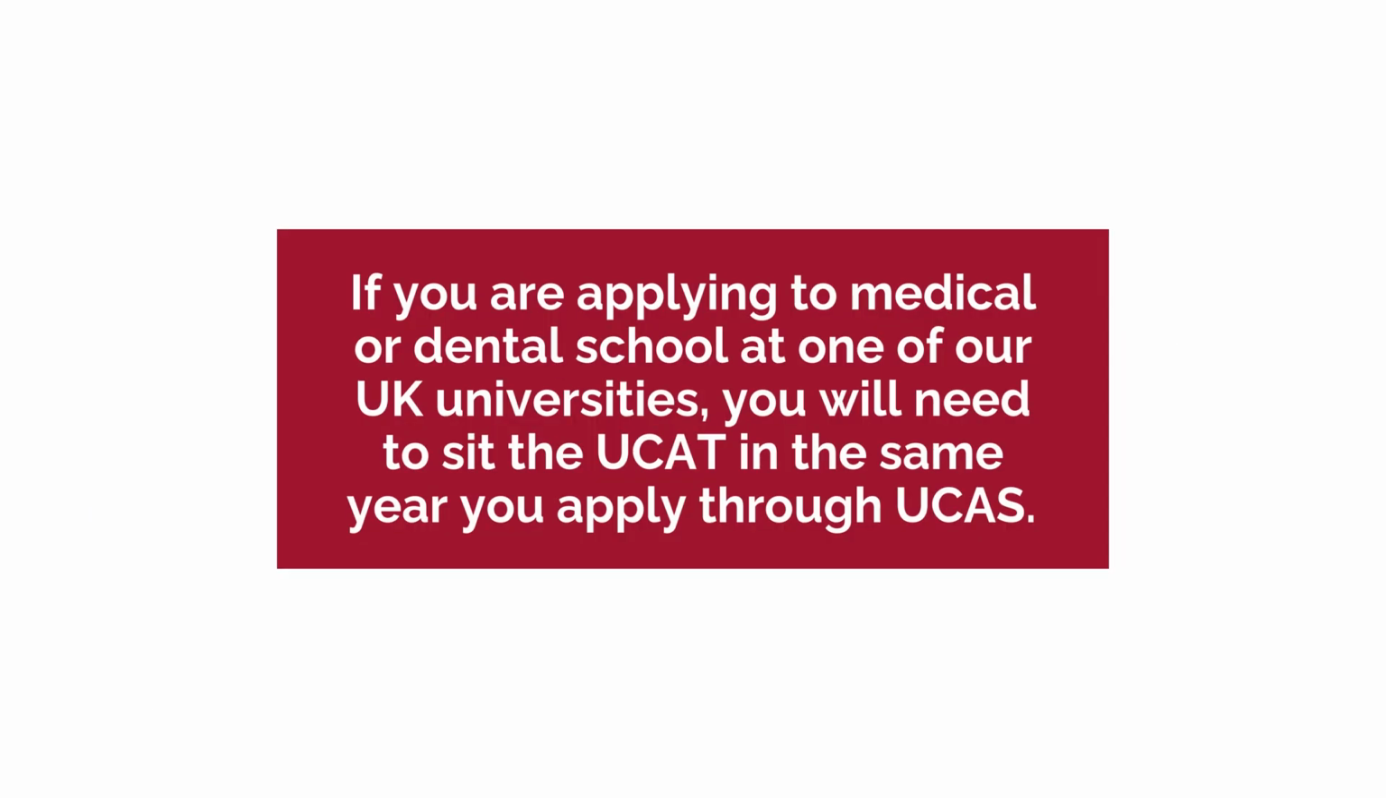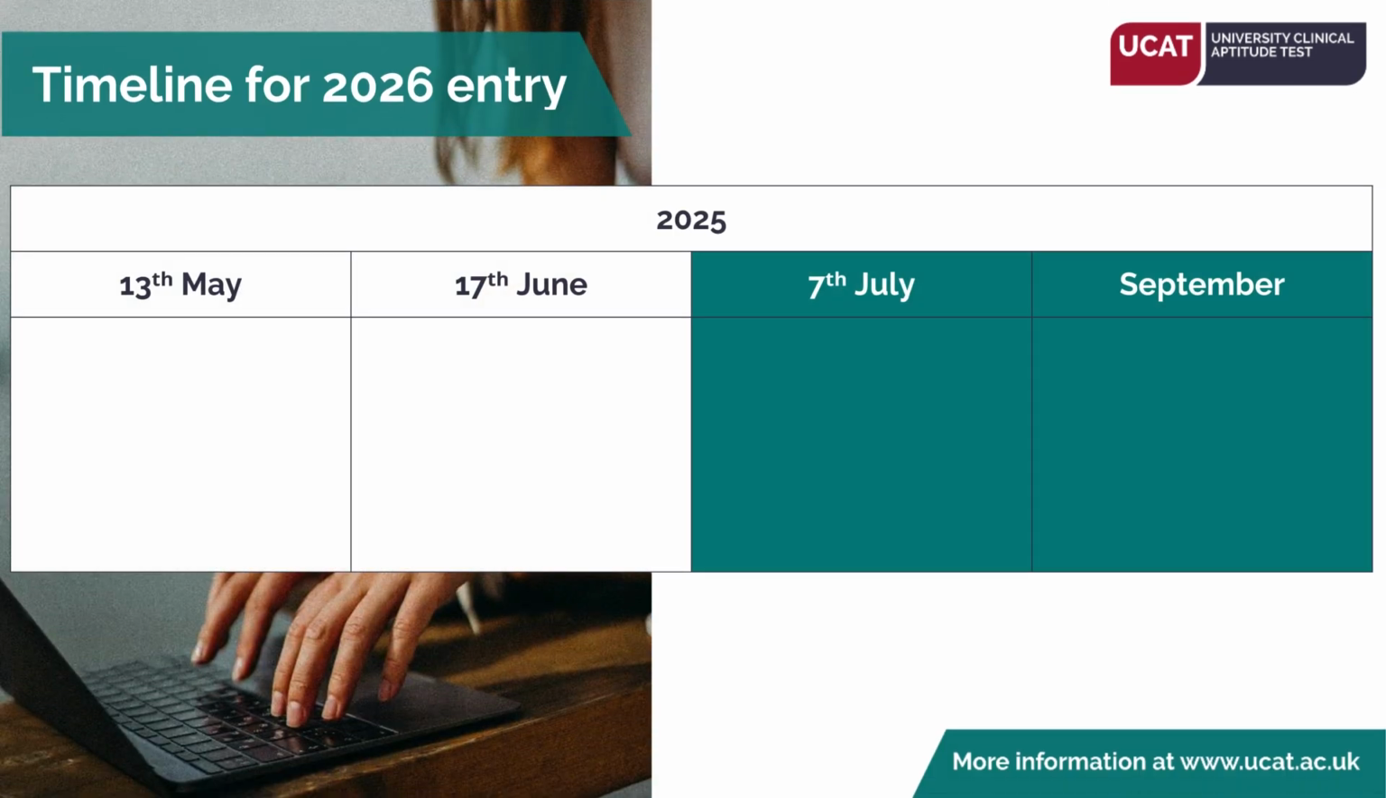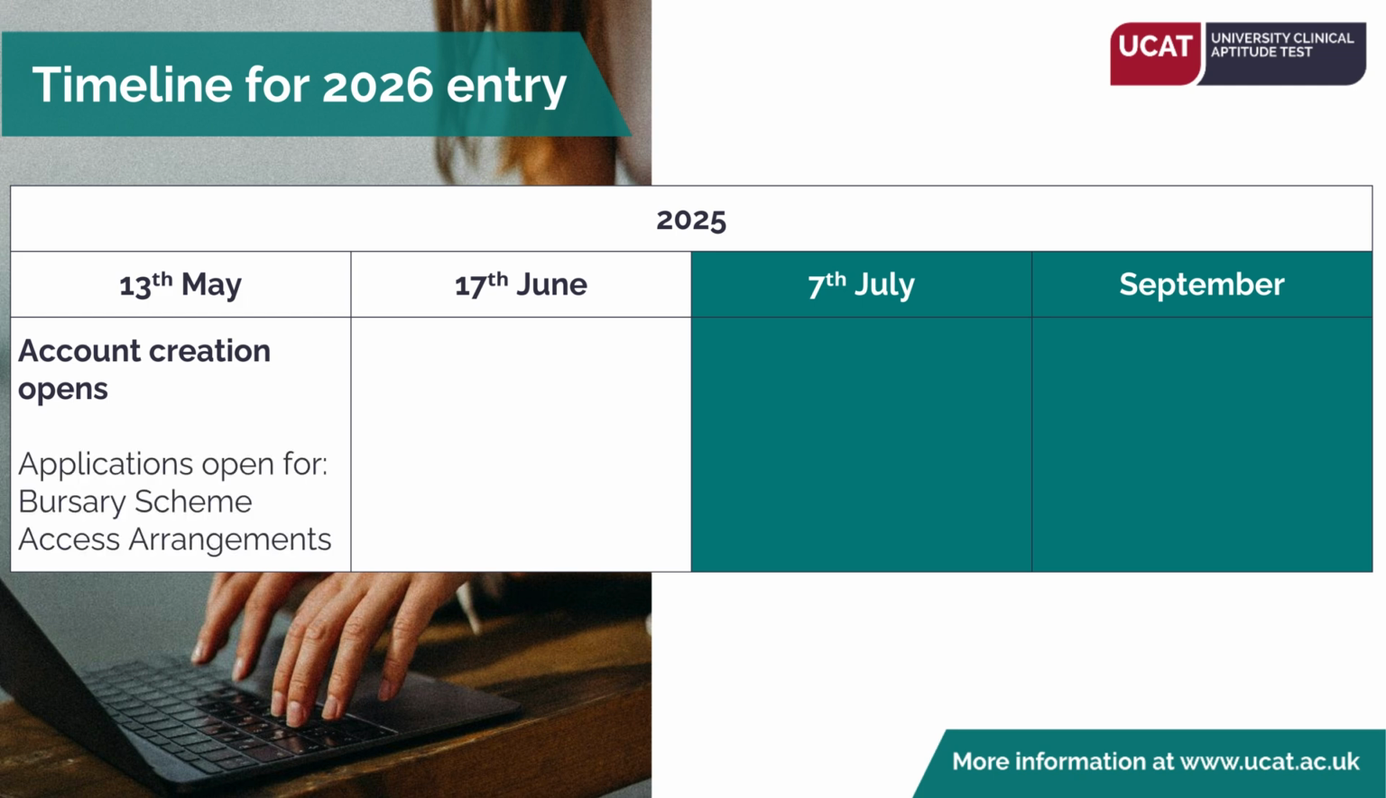If you are planning on applying to UK universities for 2026 entry, you need to sit the UCAT in summer 2025 before submitting your UCAS application. It is important to be aware of the test cycle dates, because UCAT does not make exceptions to deadlines. Account creation for the UCAT 2025 opens on the 13th of May. Applications for our bursary scheme or for access arrangements also open on this date.